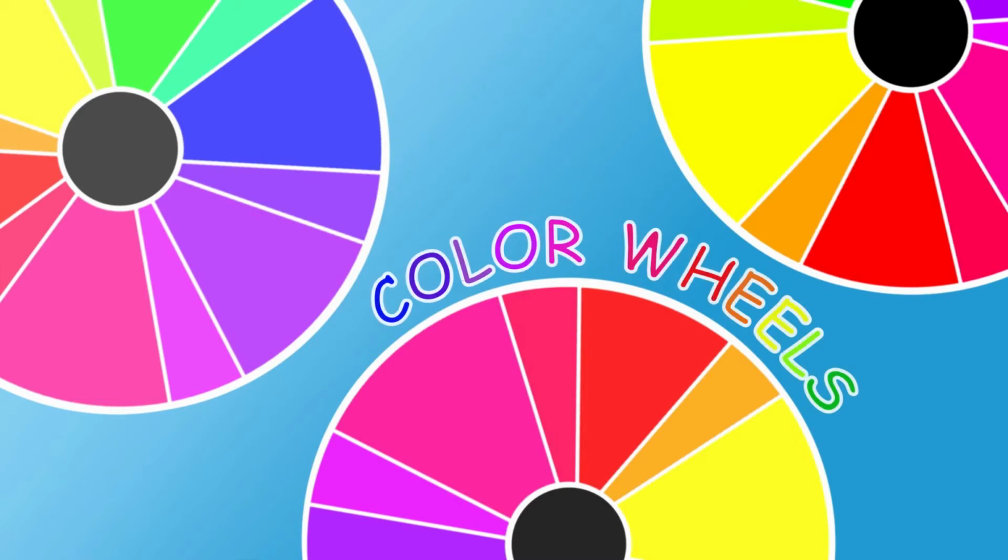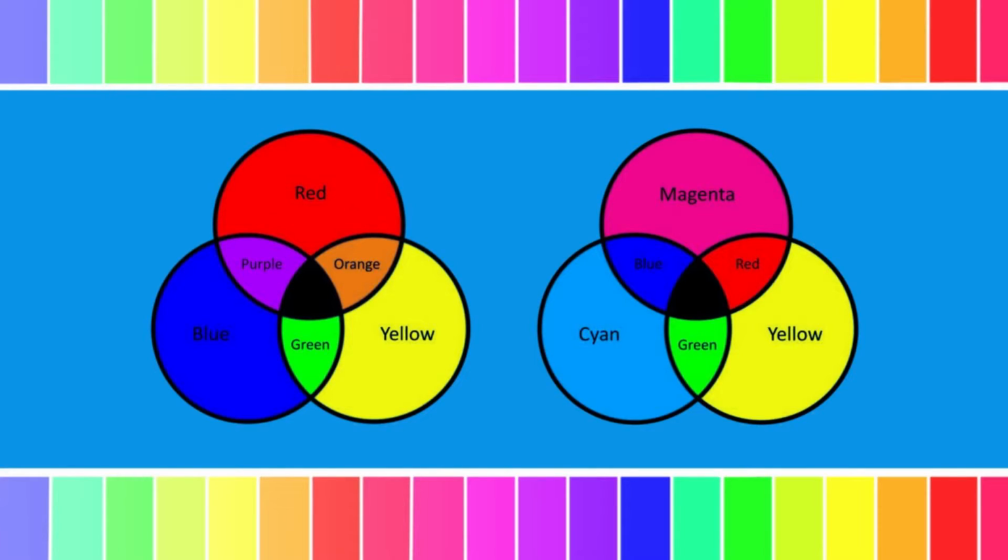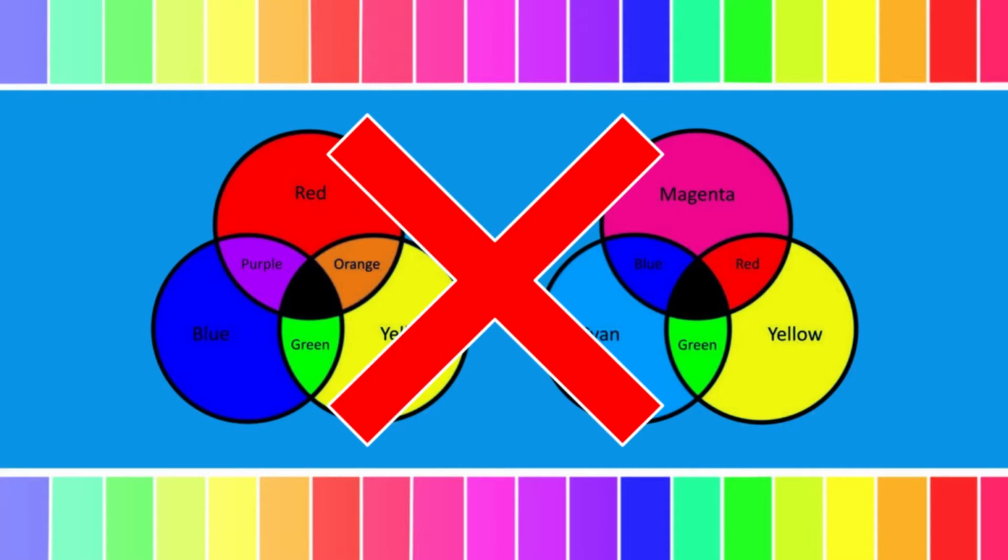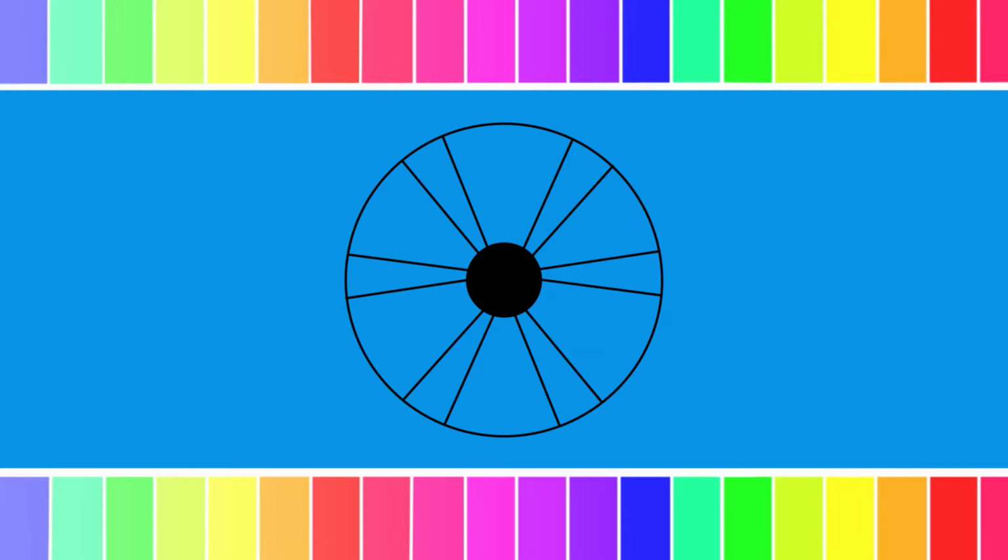Today I'll be discussing color wheels and what the primary colors are. Some say they are red, yellow, and blue. Others say they are magenta, yellow, and cyan. However, it turns out both are wrong. In order to understand why, we first need to understand the color wheel. So let's quickly go over the basics of the color wheel.